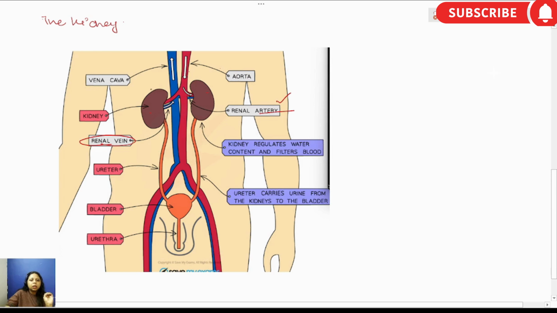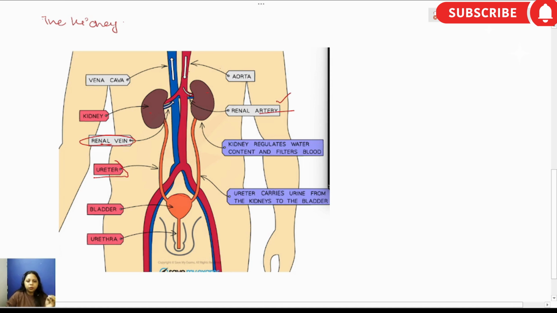Now, how is the urea transferred from the kidney? The kidney has two tubes originating, one from each. These tubes are called ureters. Urine is stored in a sac-like structure known as the bladder. The urine is then released from the urethra through a pipe.